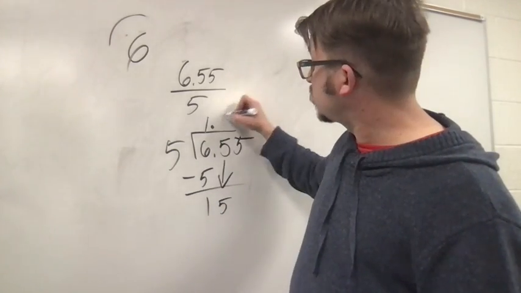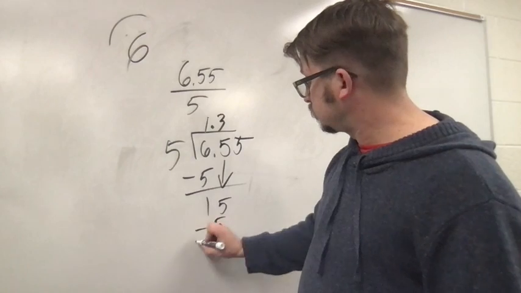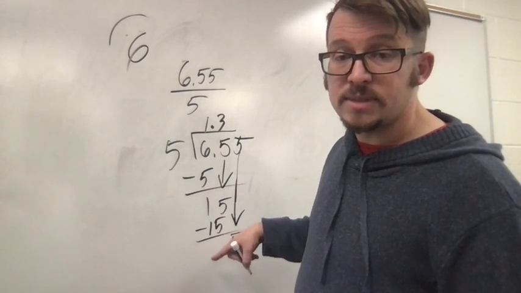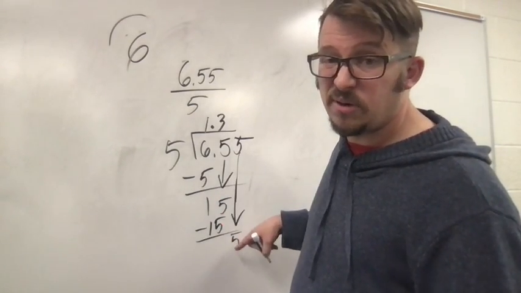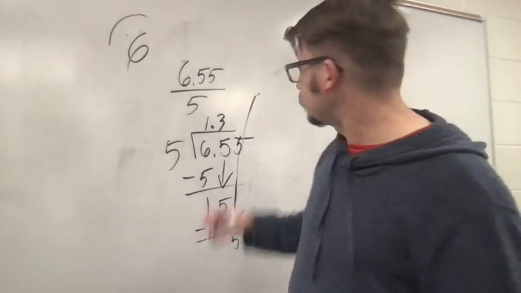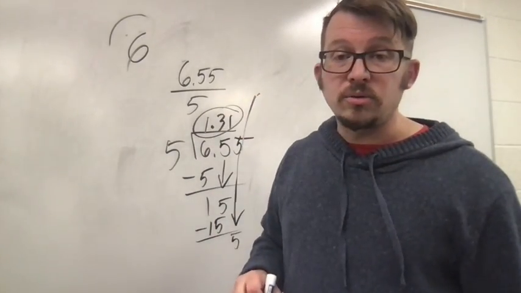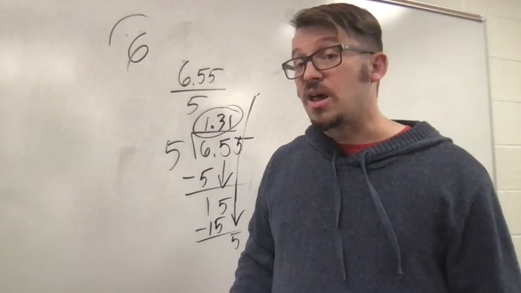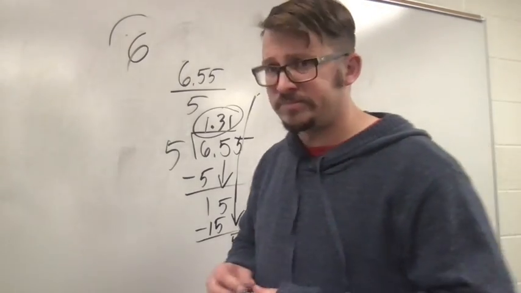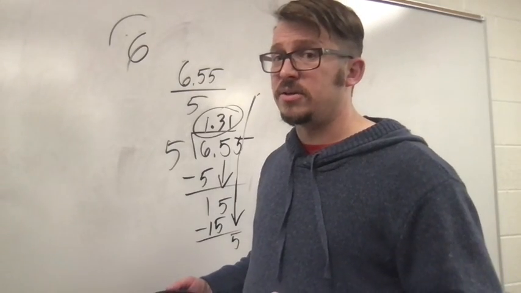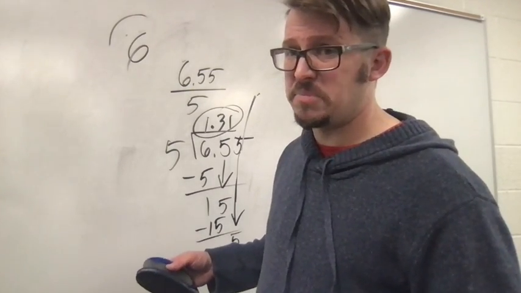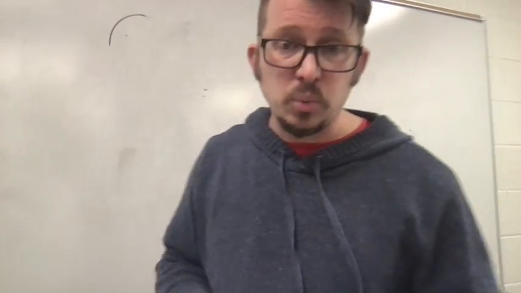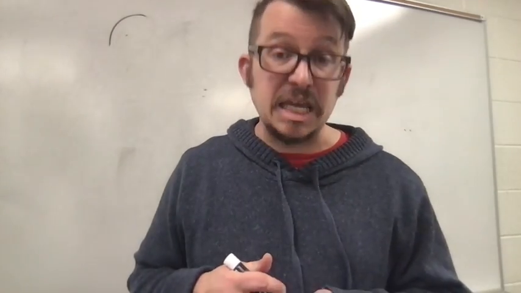5 goes into 15 3 times. That 15 minus 15 is nothing, but bring the 5 down. 5 goes into 5. 1 time. $1.31. Wow, that's a lot for a Pokemon card these days. There's some that are extremely rare. Yeah, it's like finding a diamond in your cereal box. Doesn't happen much. So I guess where we're going with that is the answer choice for number 6 was B.